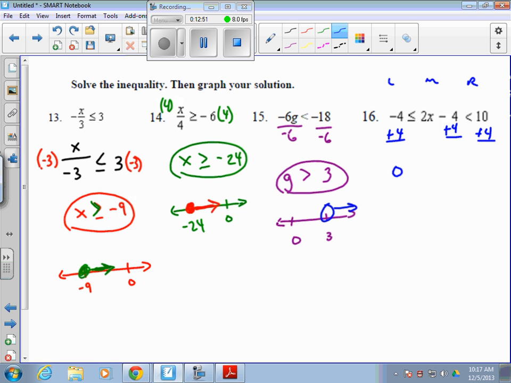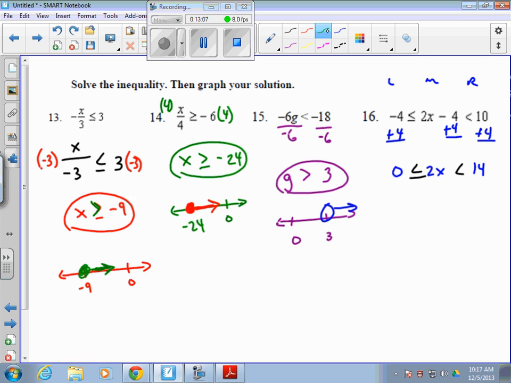Negative 4 plus 4 is 0. You have 2x in the middle. It cancels out negative 4 plus 4, and then 10 plus 4 is 14. There's no reason to reverse any of the symbols because all you did was add a number. So leave less than or equal to and leave less than.